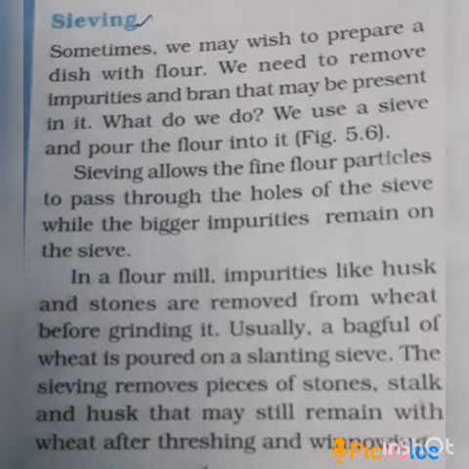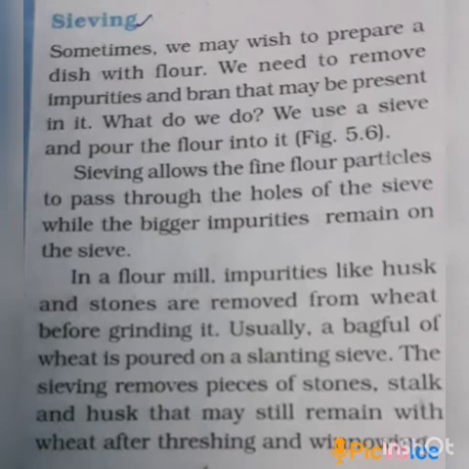Sieving allows the fine flour particles to pass through the holes of the sieve while the bigger impurities remain on the sieve. I will show you the picture, then you can easily identify the sieving process. In this sieving process, the flour is taken in a sieve. Sieving allows the fine flour particles to pass through the holes of the sieve. On sieving, the bigger impurities remain on the sieve.